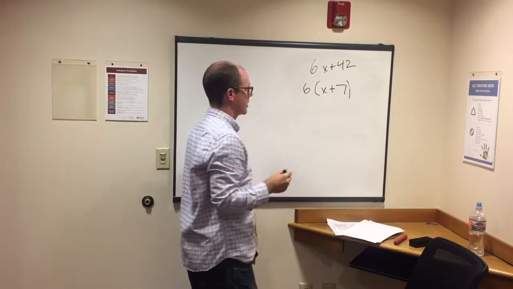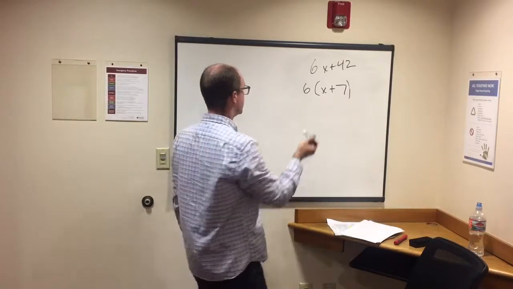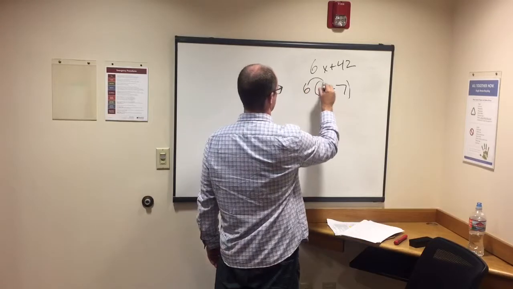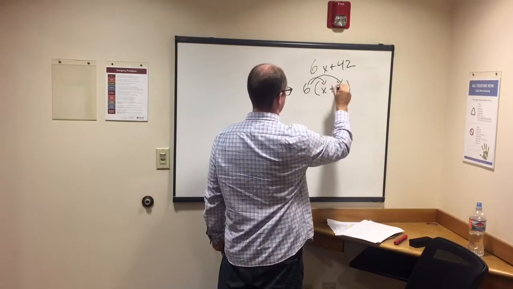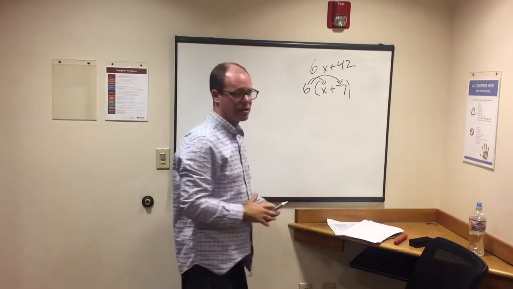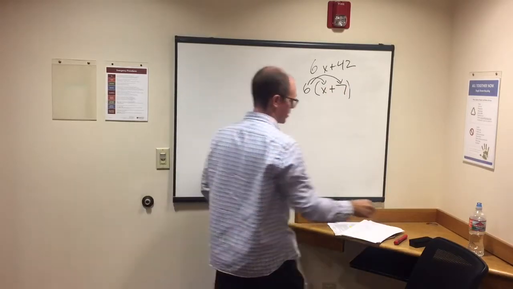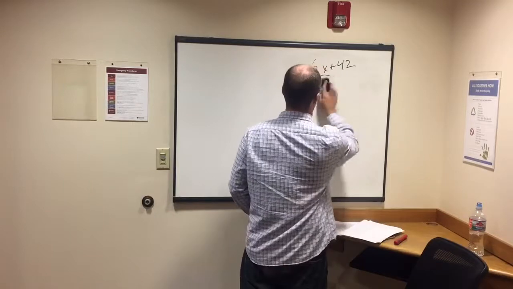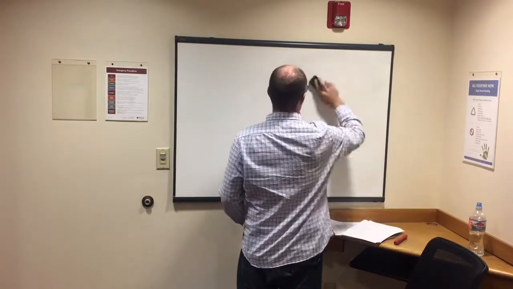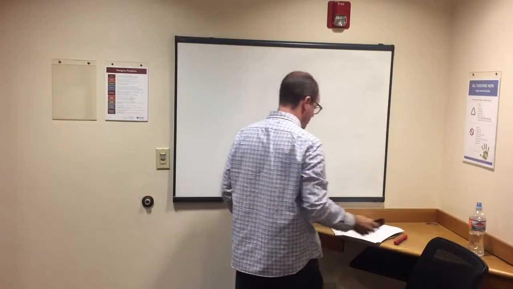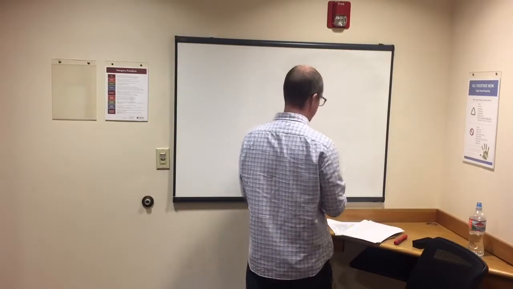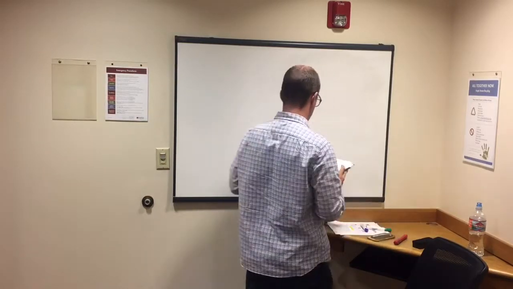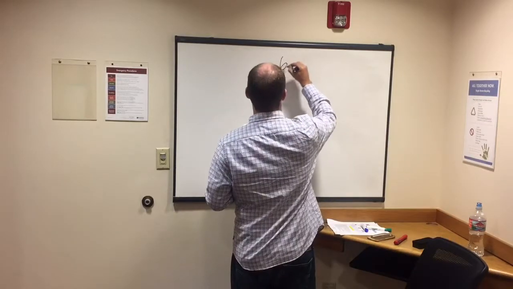And then I like to back check, if you want to, using distributive, right? 6 times x equals 6x, 6 times 7, 42. So that's factoring, right? And you'll get some simpler questions that are like that, but you also might get something more complex. This is going to take me a second to write out here, so bear with me.